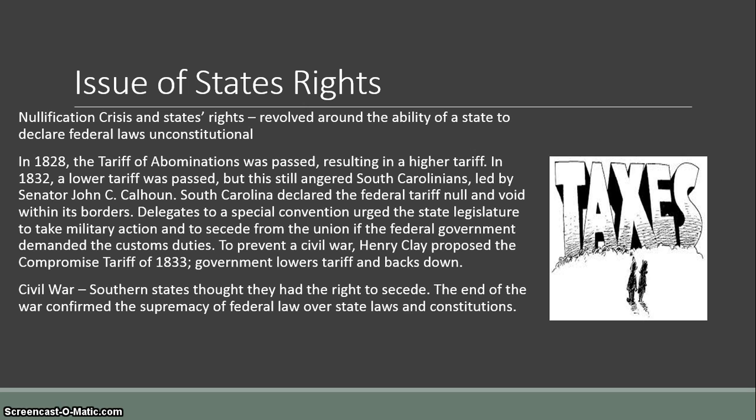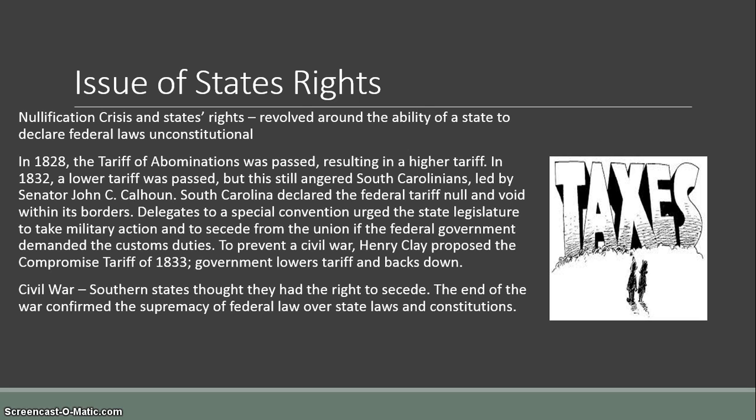So Henry Clay creates a compromise, of course, as historians always love to create all these wonderful names, the Compromise Tariff of 1833. And basically, it allows the government to lower taxes, and the government backs down, but South Carolina has to respect the rights of the federal government to declare laws.